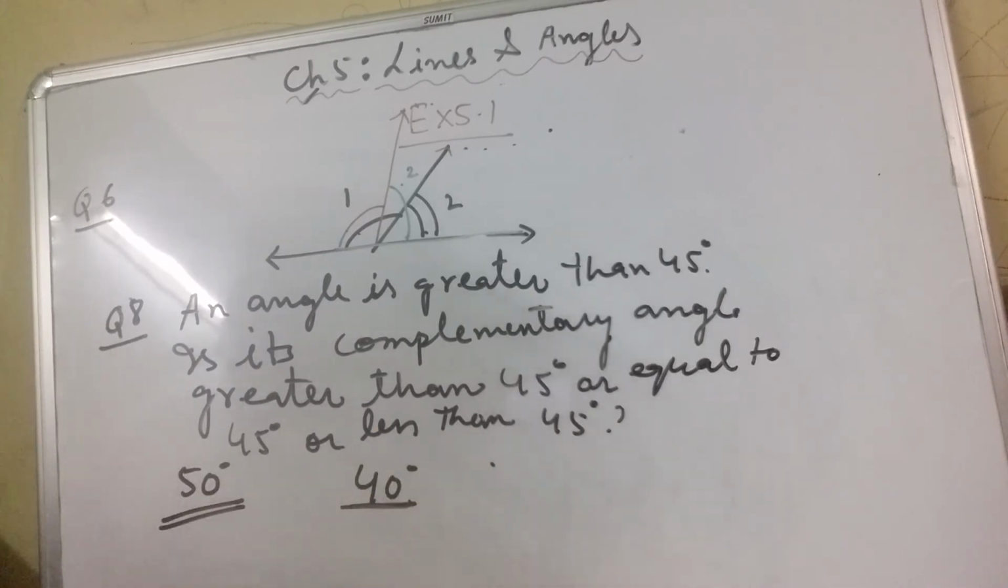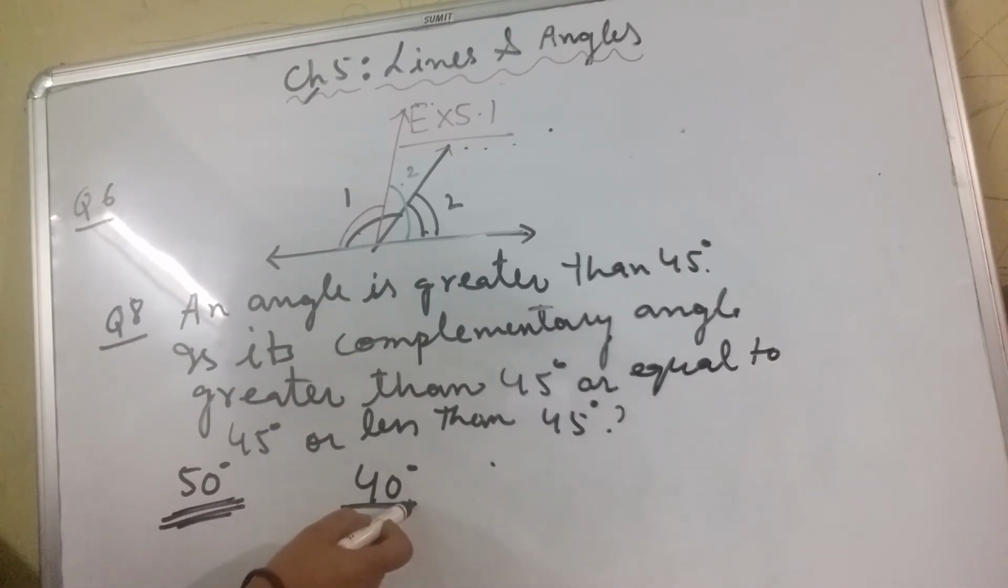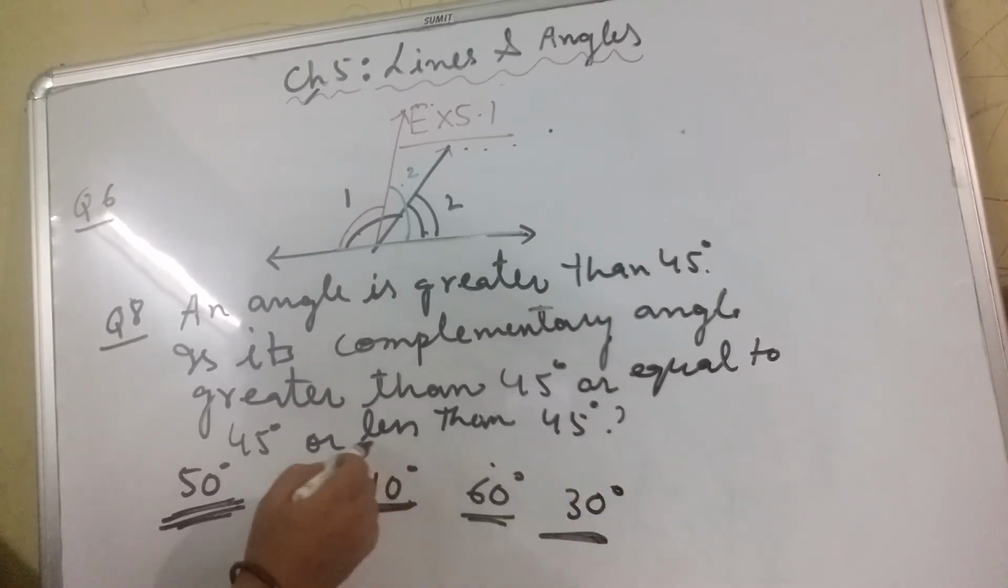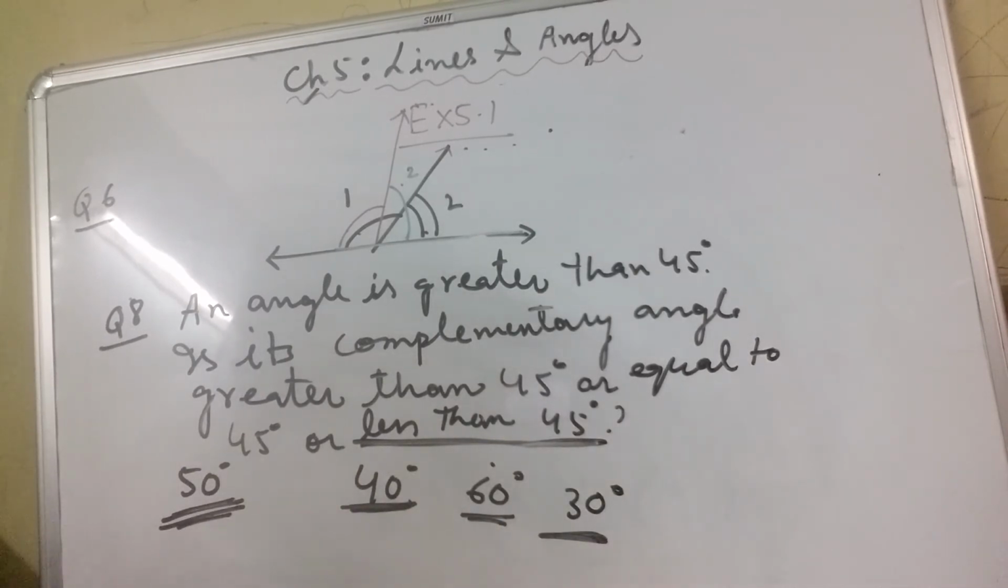It's always less than 45 because as the angle increases from 45, its complement decreases by that much from 45. Say take 60 degrees, it's greater than 45, so its complementary angle will be 30 degrees, which is less than 45 degrees. So your answer is always less than 45 degrees.